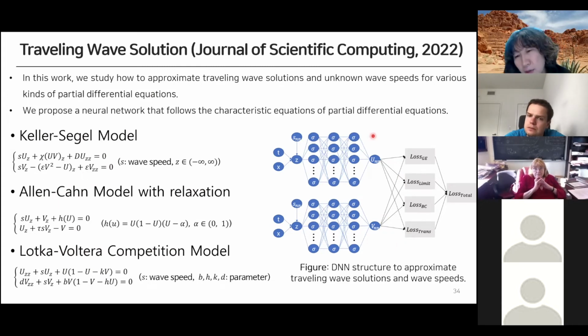As you can notice here, I said two things: traveling wave solution and wave speed. This is a perfect forward and inverse problem. I find not only the solution but also the wave speed. That's the difference from the traditional method. So I solve forward and inverse problems simultaneously. That's the point. Back to this figure, this is the architecture we constructed to solve this problem.